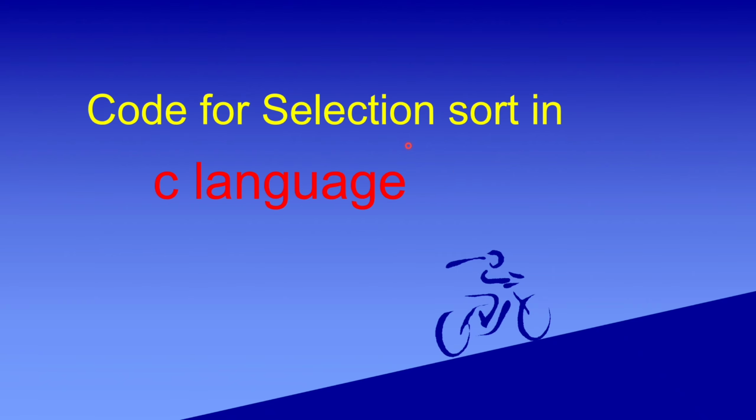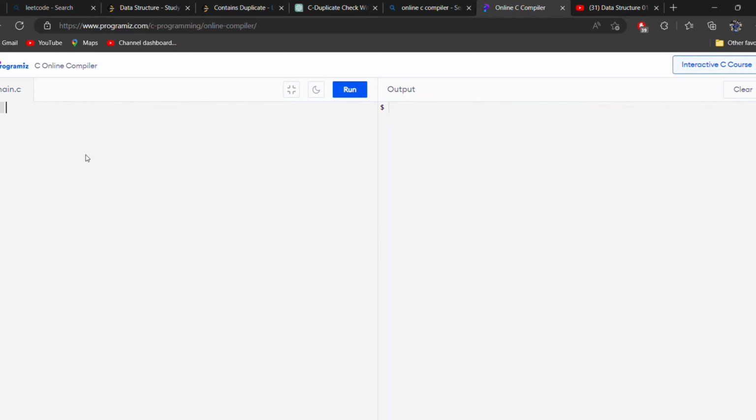Okay. Now we will discuss the code for selection sort in C language. Okay. Give me 1 minute. The code in C language.